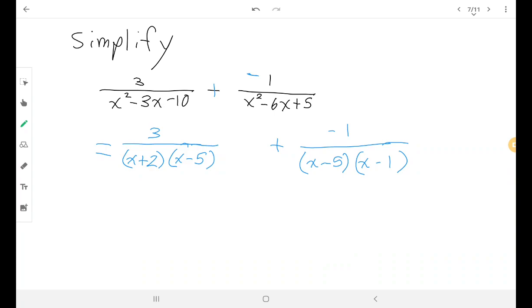And then you look at it again. And you ask yourself, okay, what's missing from this that is over here? And likewise, what's missing over here that is over there? So for this one, I've got an x minus 5 the same, but I'm missing the x minus 1. So what you do is you multiply top and bottom by that x minus 1.